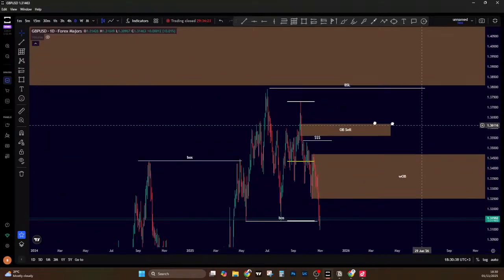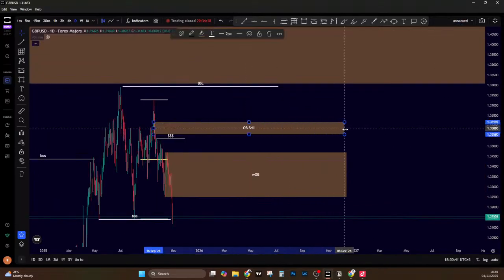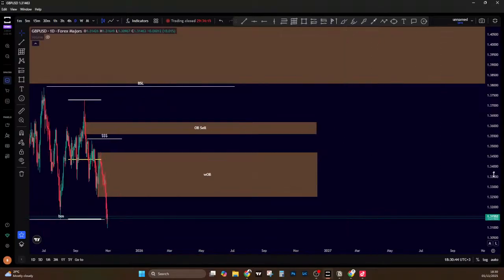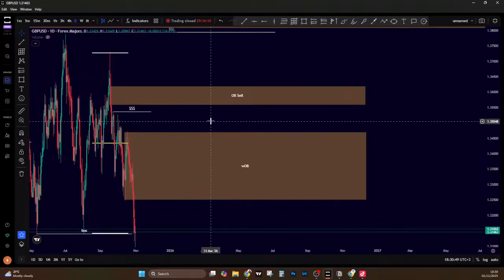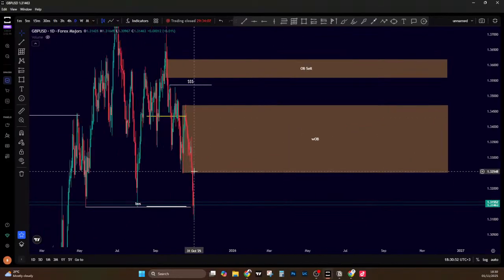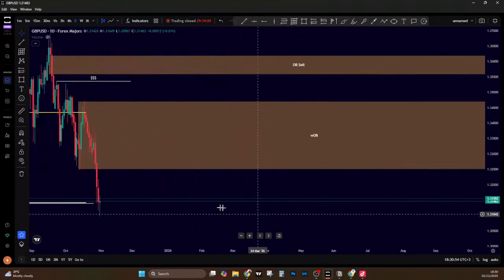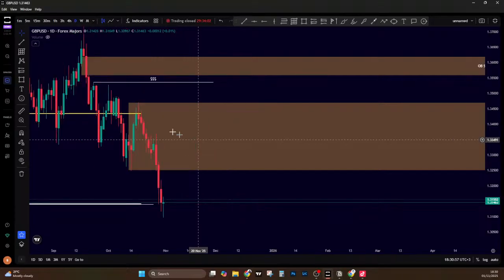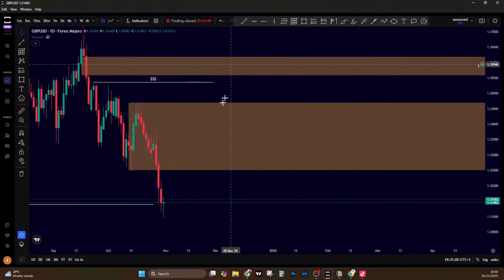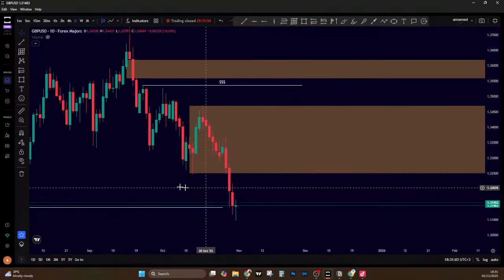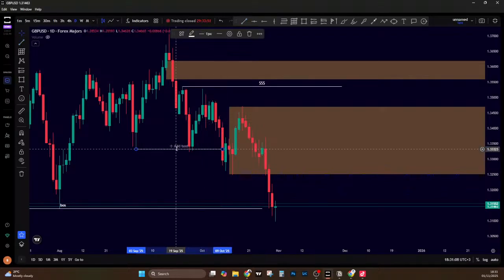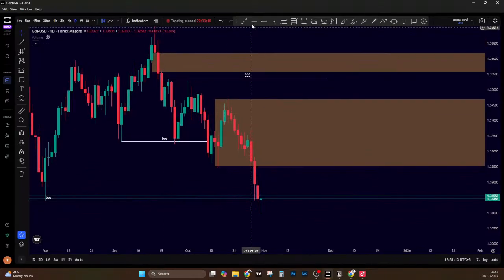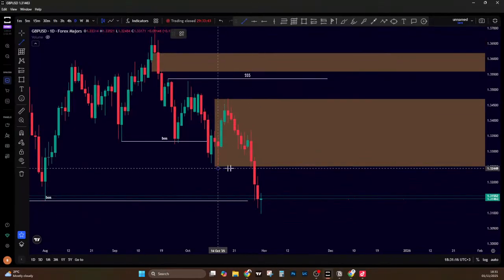The reason I am marking these zones is because this is where we expect the market to react from in the future. But the market has already shown signs of selling. We had this BOS here, and we have another BOS around this area, this one.